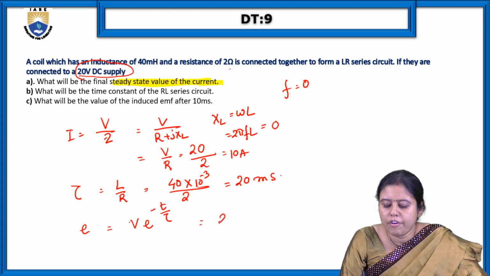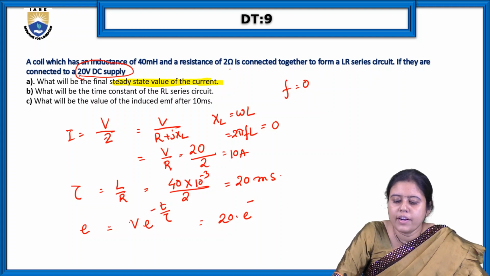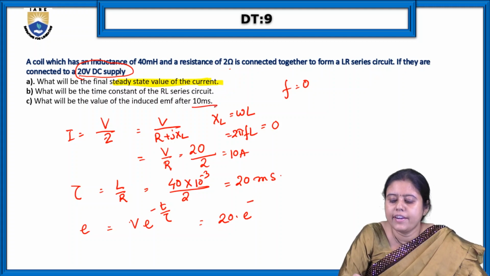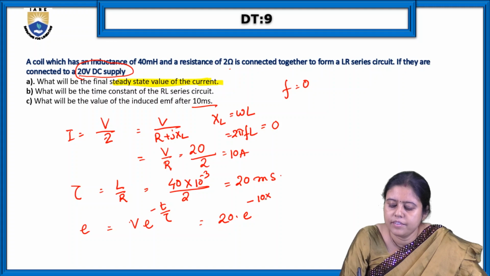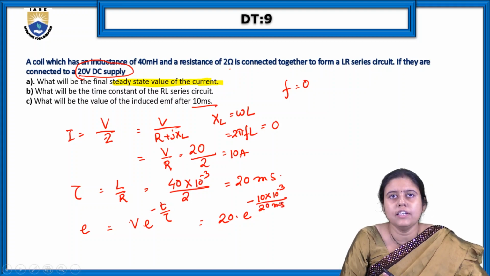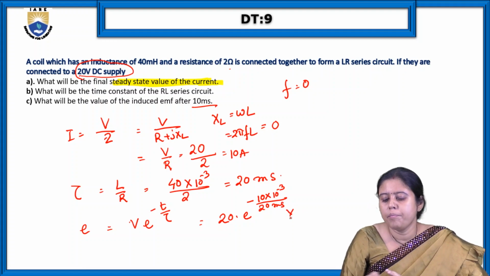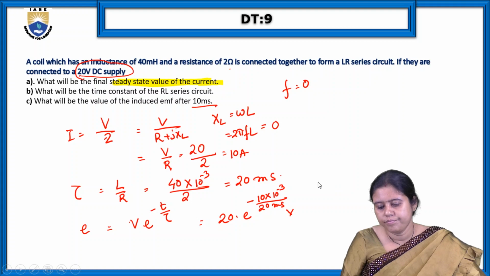So what is the value of V? 20 exponential of t. What is the value of t after 10 millisecond? And what is the value of tau? We got 20 millisecond. So if we calculate it, we will get the value of the EMF, and the unit will be in the volt.